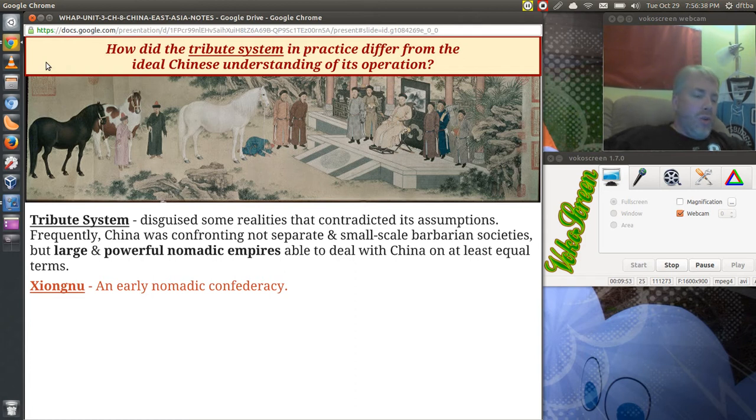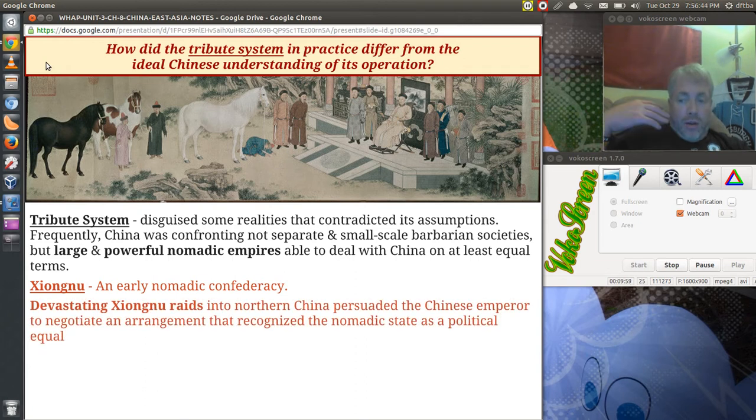The Xiongnu is the early nomadic confederacy to the north. And later we're going to hear of the Mongols to the north. They're going to be much more involved, and they'll be the nomads of the hour in chapter 12 at least. These raids by the Xiongnu into northern China persuade the Chinese emperor to start negotiations to arrange that recognize the nomadic state as a political equal.